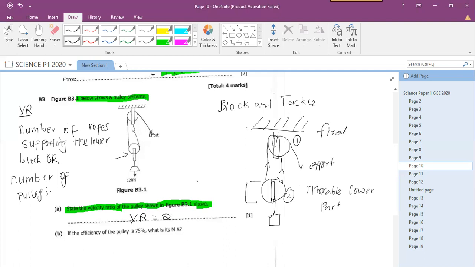That's easy, right? Or you can say that, all right, this is the lower pulley, and this lower pulley here is being supported by these 2 ropes. There's a rope there, and there's another rope there.